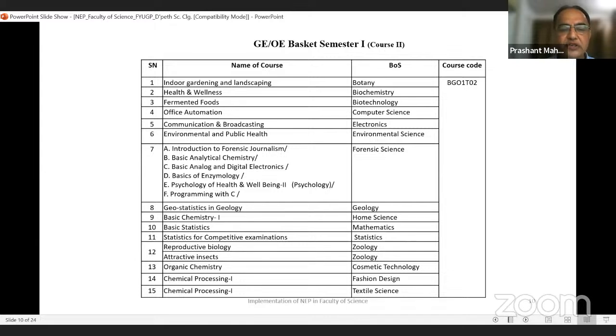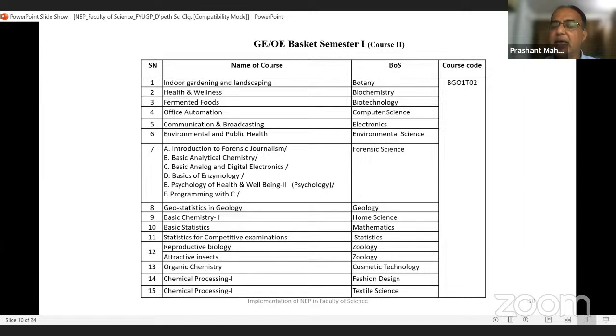Here we have taken geostatistics in geology. We have taken basic statistics, which will be very useful to the students for understanding data science, machine learning, data analytics, and all these things. Health and wellness, fermented food, office automation, communication and broadcasting. Many subjects we have taken, like professional communication, PowerPoint presentation, business communication, report writing, so that wherever you feel that the teachers of the language are running short of the workload, such subjects can be allotted to the teachers who are running short of the load. Of course, they need to reskill themselves.